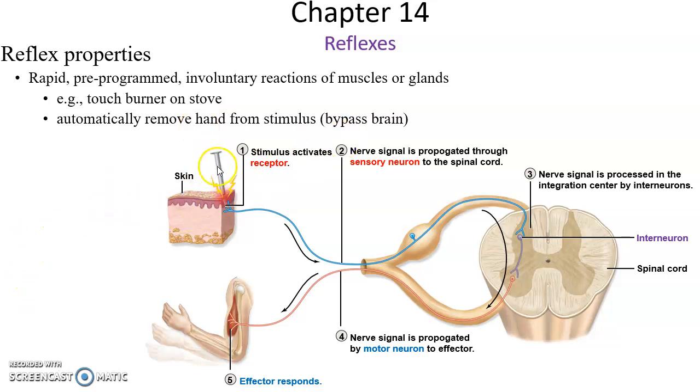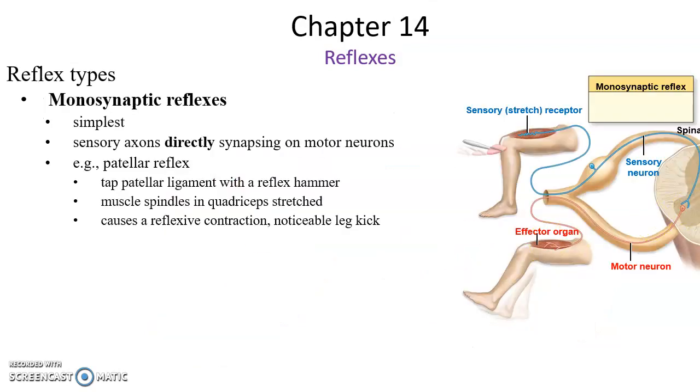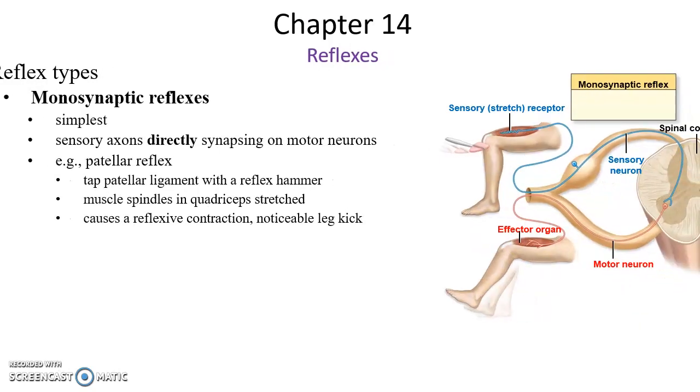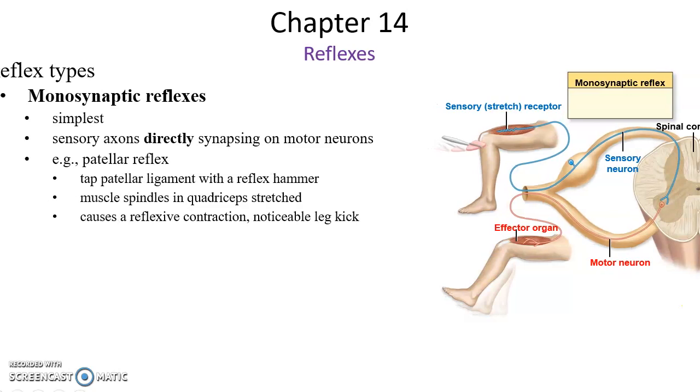So for instance, if you touch something hot or touch something pointy that hurts you, it'll send sensory information to the spinal cord that will lead to an immediate control of the relevant effectors to move away from the source of pain. So there are some different types of reflexes. We have the monosynaptic reflexes. They are the simplest, most direct of the reflexes.